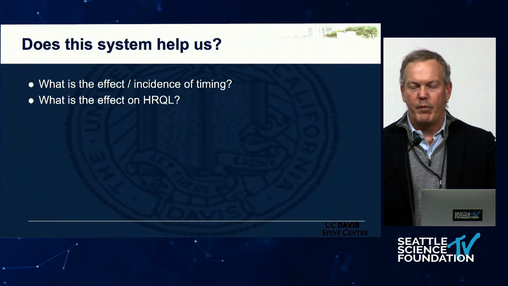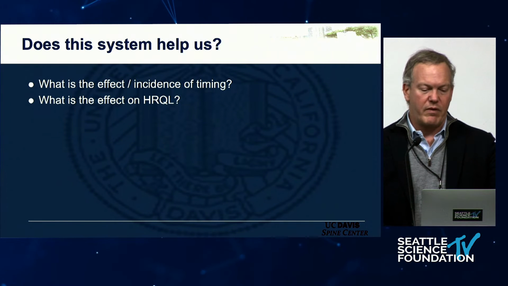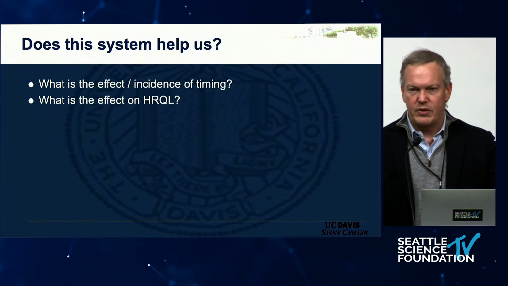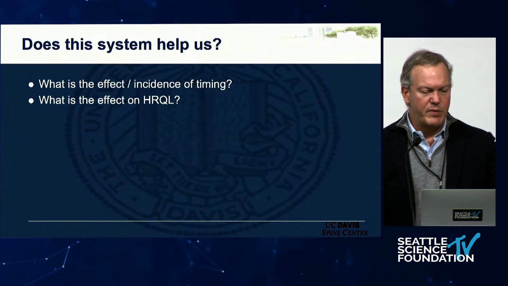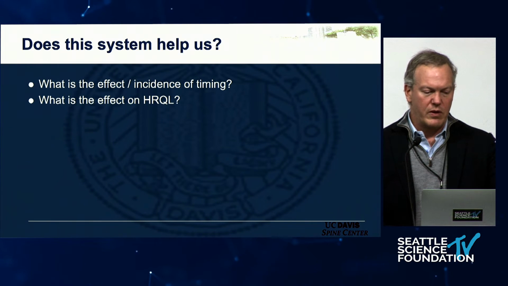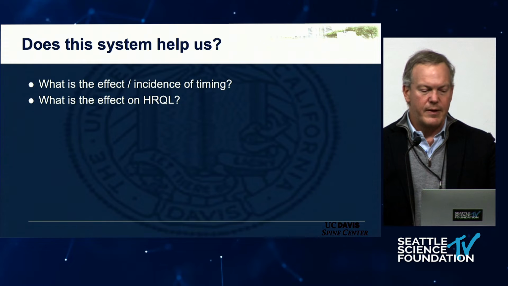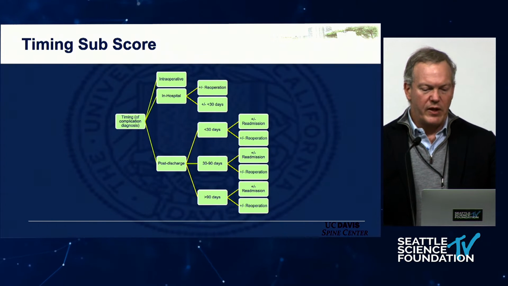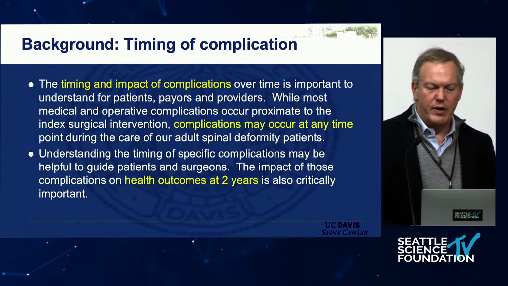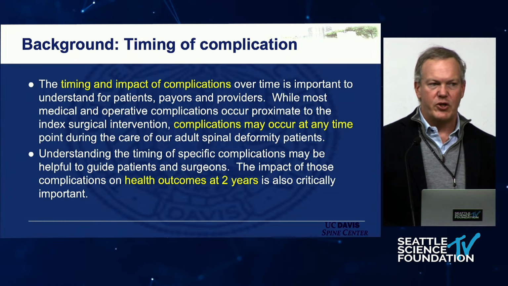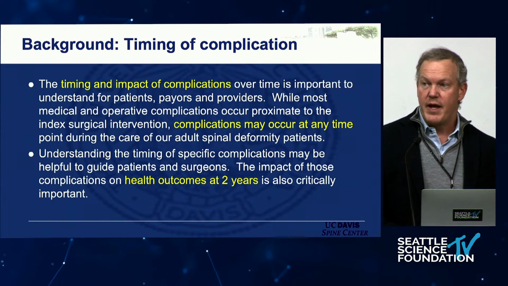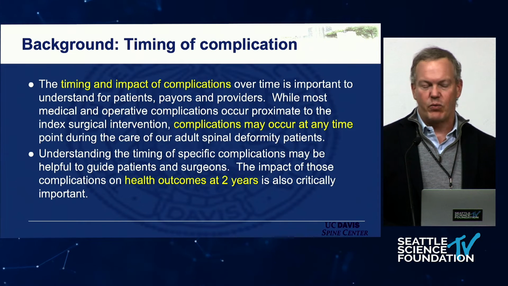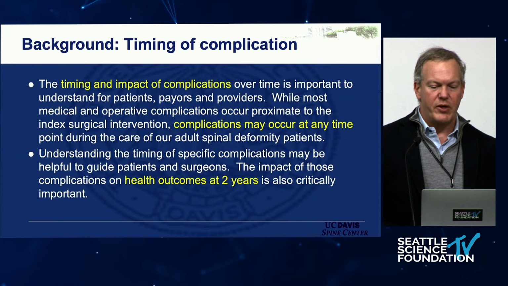Does this system actually help us, and does it help us think about how we're taking care of our patients? And so I want to just show you some of the data that we've come up with in the last couple of years that have looked at those specific questions. And so looking at the effect of incidence and timing, and then we're also going to look at HRQLs and length of stay. And so if we look at this timing subscore, we really wanted to look and see whether or not timing and complications impacted our patients, and whether or not when a complication occurred helped us understand both what that complication was and then how it would impact our patients.